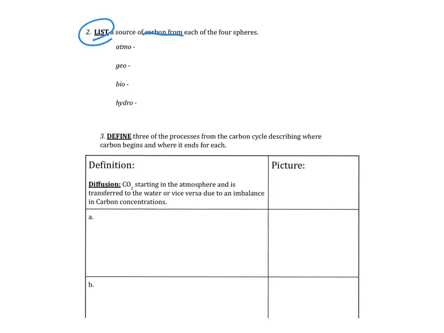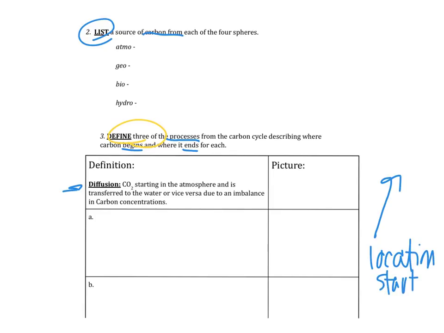The third one here, give a definition of a process within the carbon cycle, stating where the carbon begins and then where the carbon ends. So I actually gave you one example. So you've got 3 total that you need to complete, A, B, and C on there. You can pick any process that was discussed in the notes. Again, looking at your picture, thinking about where that arrow begins and where it ends, and give that location in your written definition. So where does it start versus where does it end?